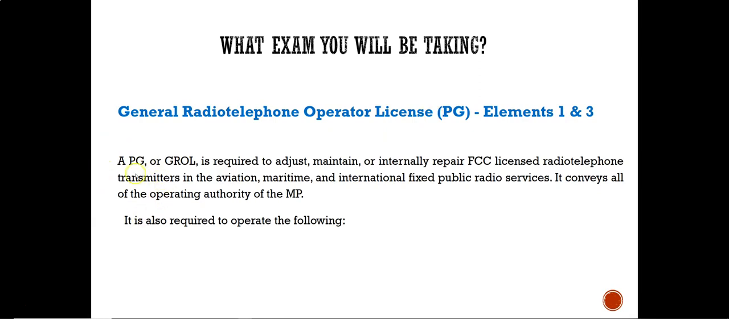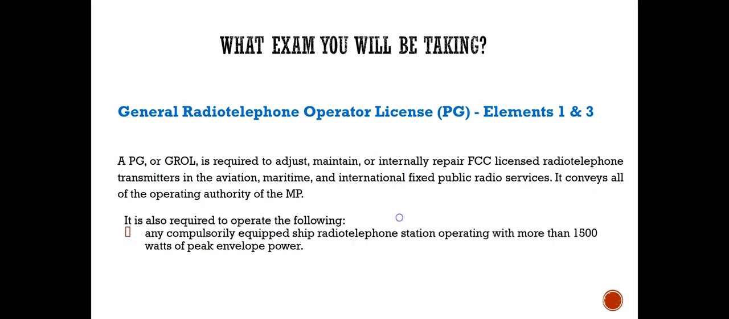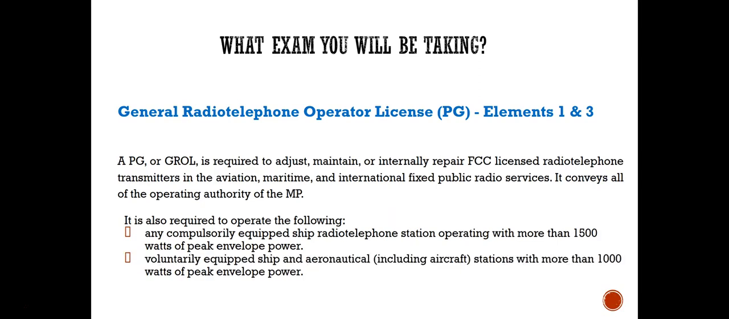Let's read here. A PG or GROL is required to adjust, maintain or internally repair FCC licensed radio telephone transmitters in the aviation, maritime and international fixed public radio services. It conveys all the operating authority of the MP. It is also required to operate the following. First, any compulsorily equipped ship radio telephone station operating with more than 1500 watts of peak envelope power, and also voluntarily equipped ship and aeronautical stations, including aircraft stations, with more than 1000 watts of peak envelope power.